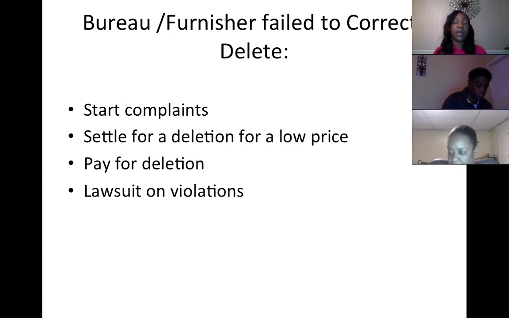Go to the CFPB, go to the FTC, go to the Attorney General's office. File complaints with all those places. If there's really an error, that will get you heard very quickly. If they do not correct it as well, you could settle for a deletion for a low price. So you can negotiate some of those accounts.